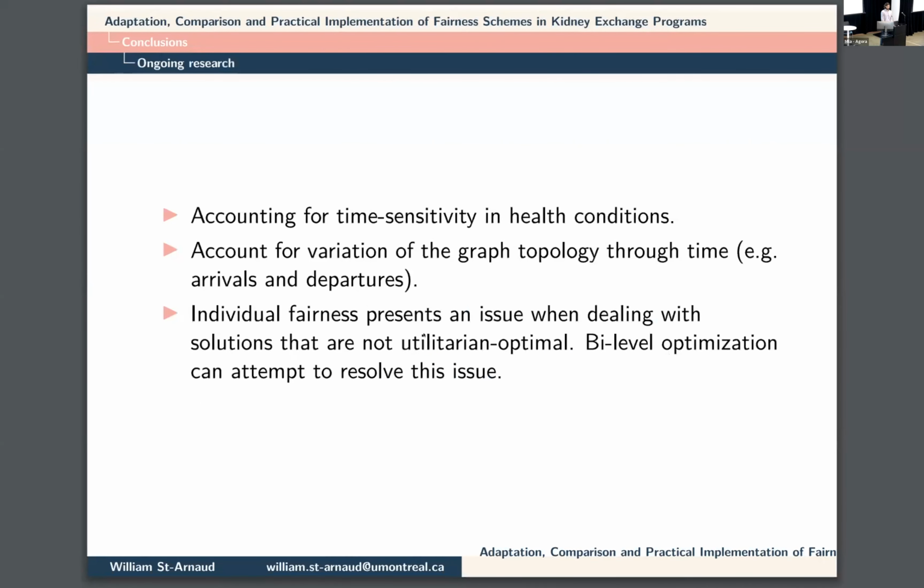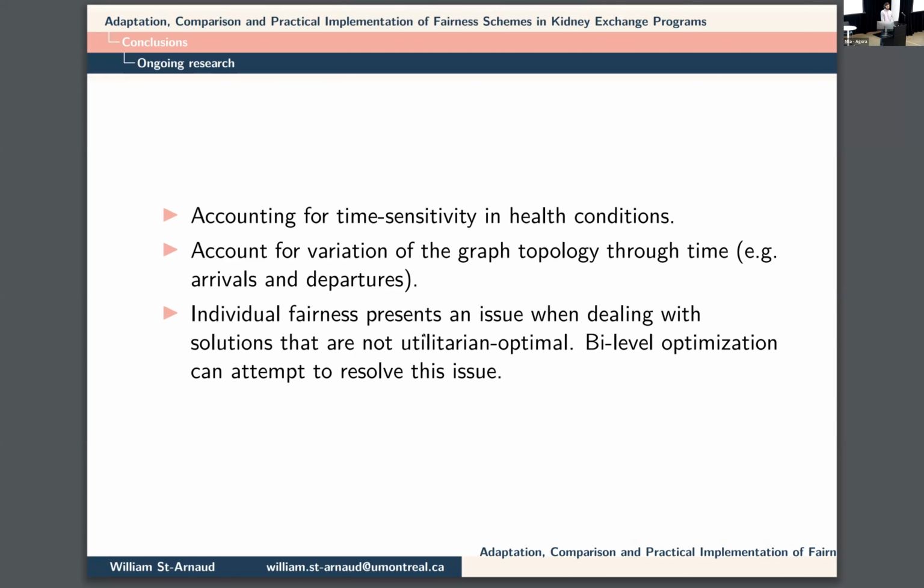So future research. We want to look at accounting for time sensitivity in health conditions, because as of now, this was only done for the static case. So the graph is given at one iteration and you just optimize it. But we want to account for time sensitivity in health conditions. We also want to account for variation in graph topology, because you might have departures, you might have arrivals of new nodes in the future, and this might impact the compatibility probabilities for the nodes present in the graph at the current time. And also individual fairness.